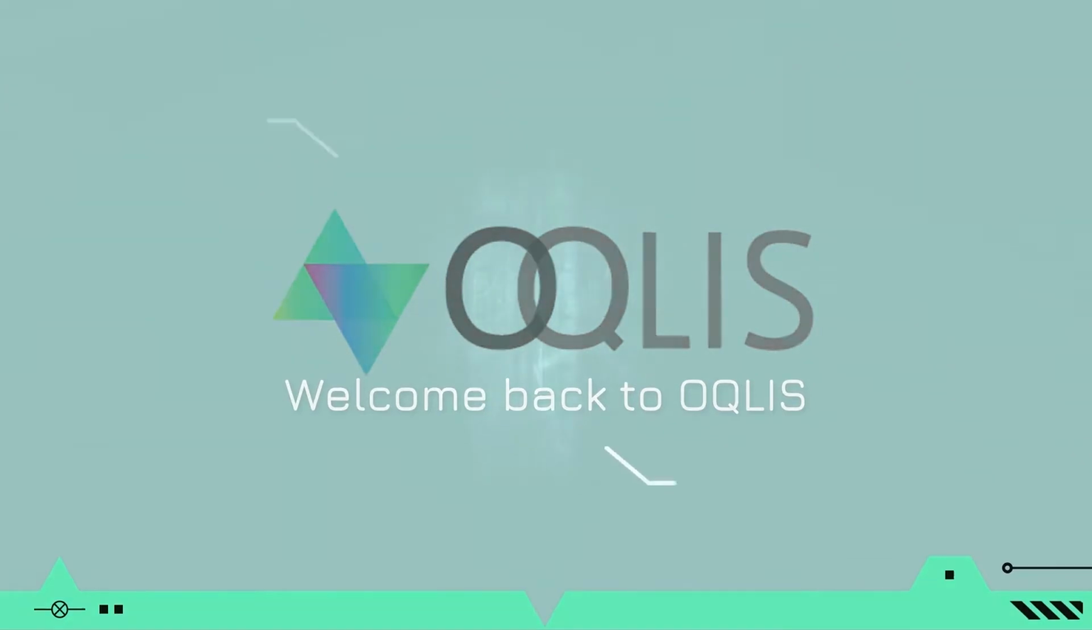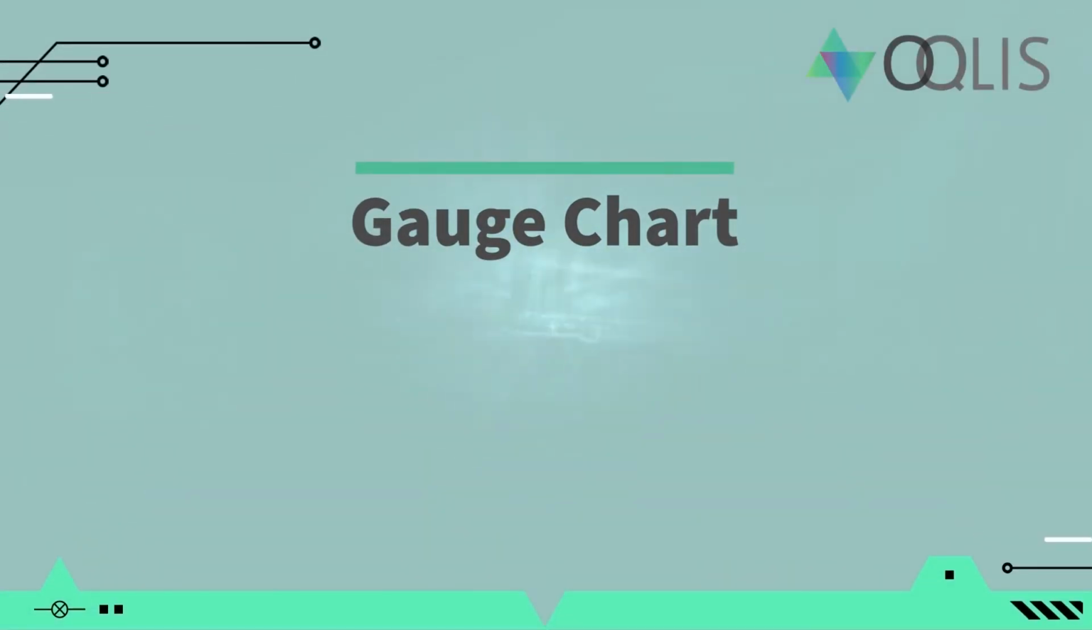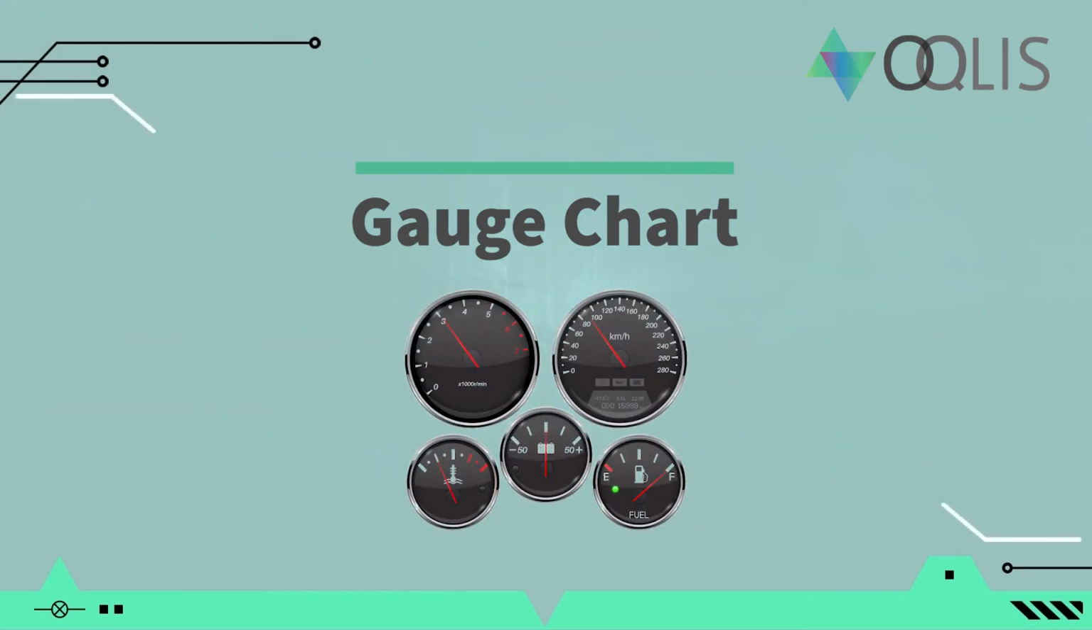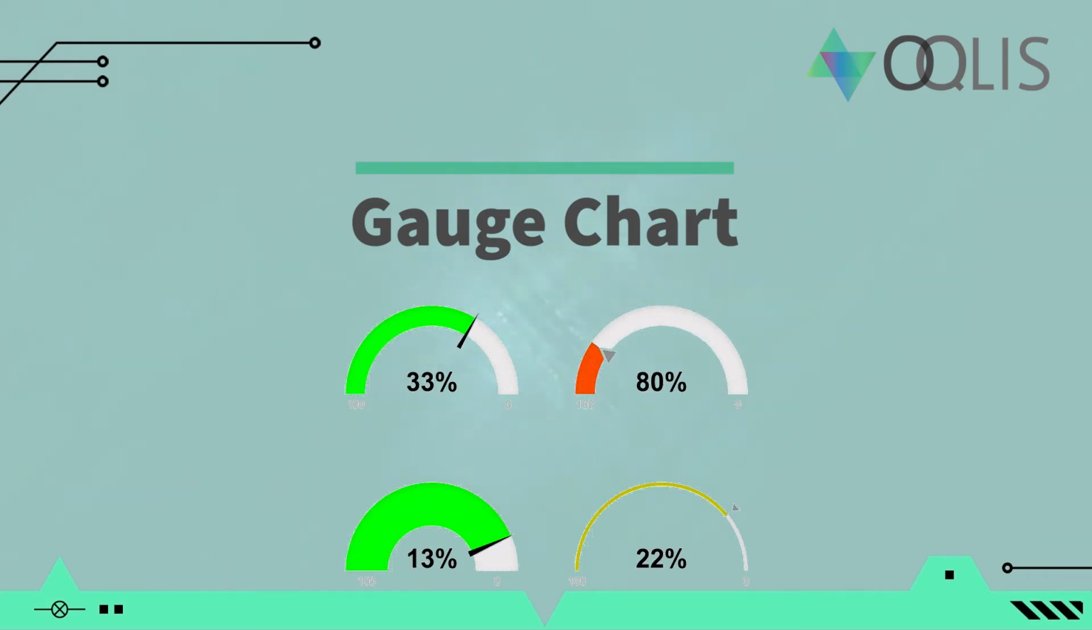Today I'm going to be showing you how to create a gauge chart. One of the most common places to find a gauge chart is in cars, where they're used to measure speed, engine RPM and engine temperature. But today I'm going to be showing you how to create some interesting gauge charts for business dashboards.